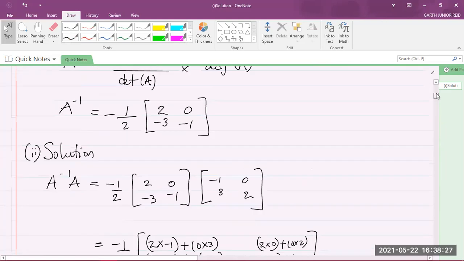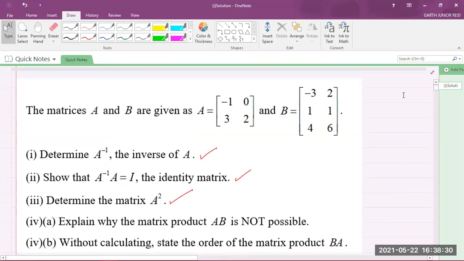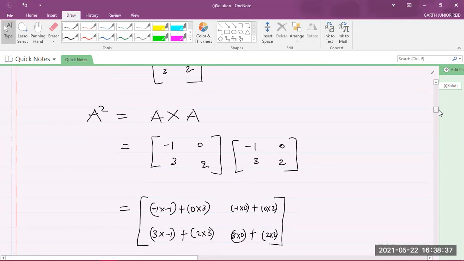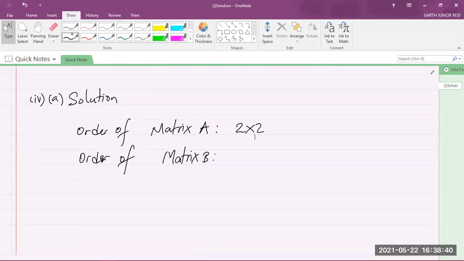But what about matrix B? Well, if you observe matrix B carefully, it has 3 rows and 2 columns. Let's write that down here. That's 3 rows and 2 columns. And remember, they asked us to explain why the matrix product AB is not possible. So remember now we're dealing with order. We use row multiplied by the column. That's how we state the order of the matrix.